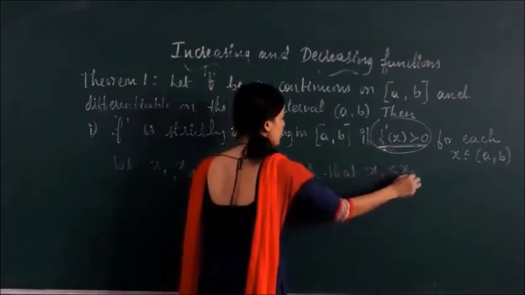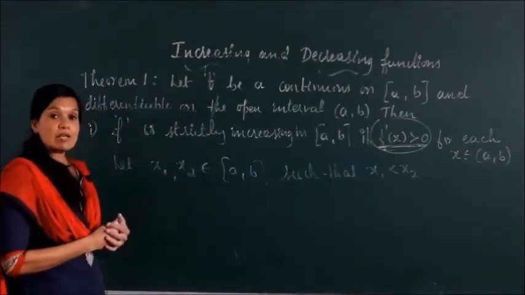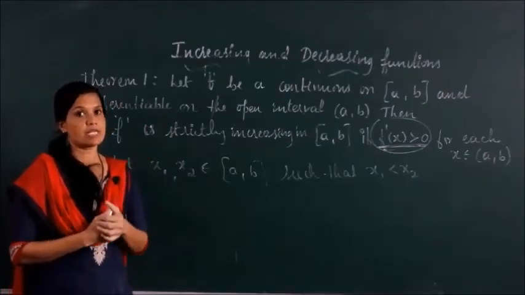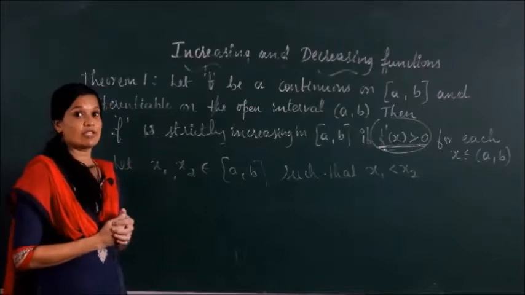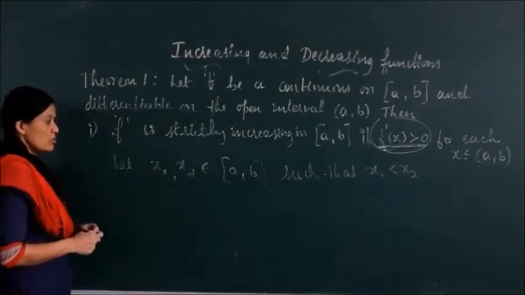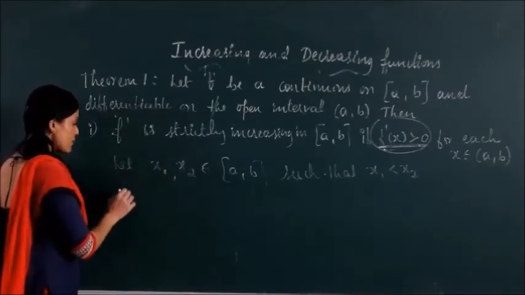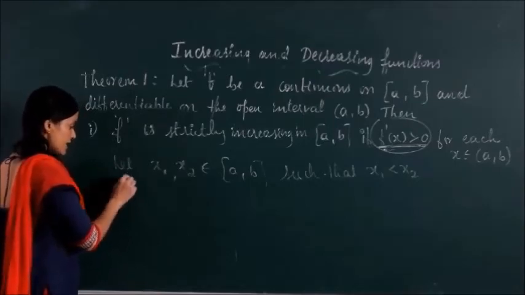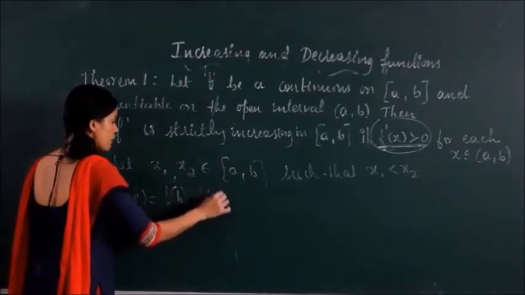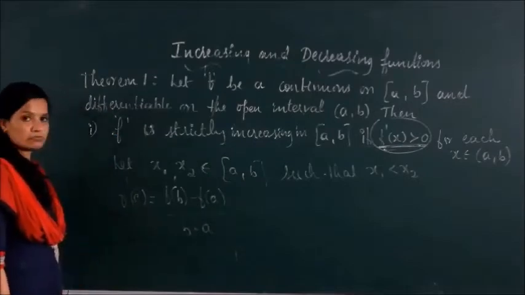x1 is less than x2. Now see here, by the mean value theorem, Lagrange's mean value theorem we studied in the previous lesson on continuity and differentiability. In that theorem, if there are 2 points x1 and x2 in the given interval a, b, then there exists a point c such that f dash of c is equal to f of b minus f of a divided by b minus a.